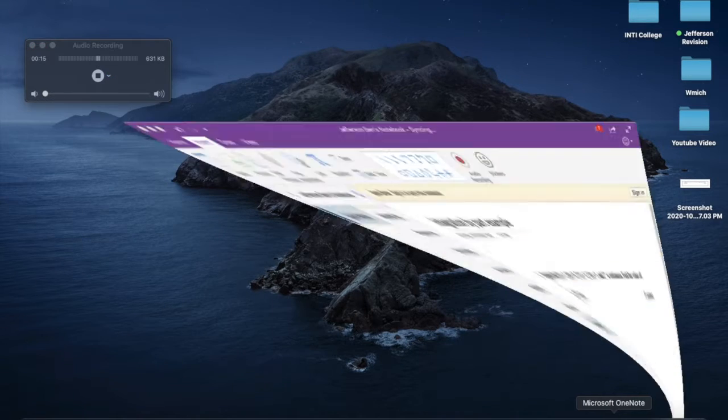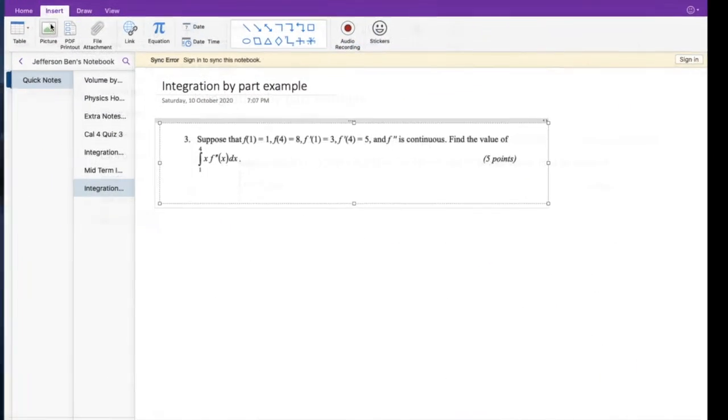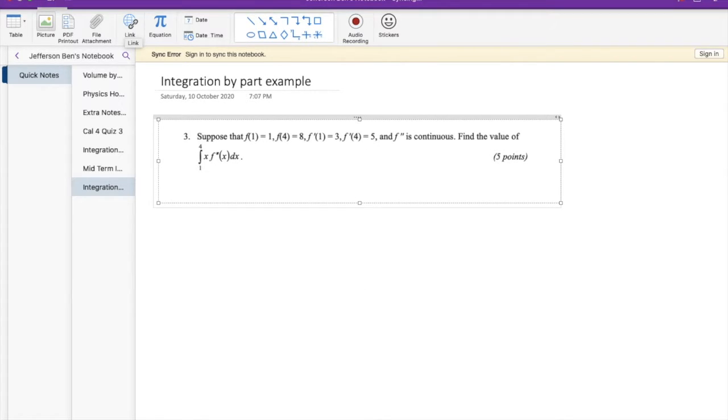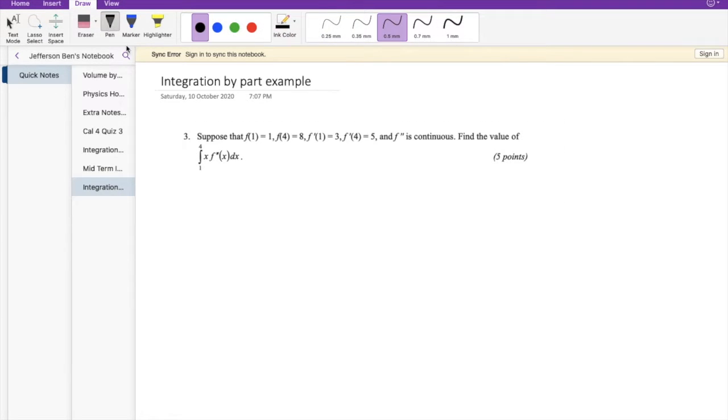Hello guys, today we are going to talk about some examples of integration by parts. Okay, so here is one of the examples. This is not a common example you will do in a homework problem, but you will get it in an exam. Okay, so let's start.